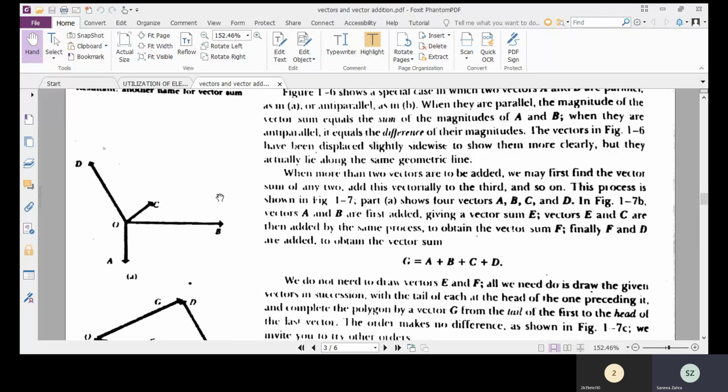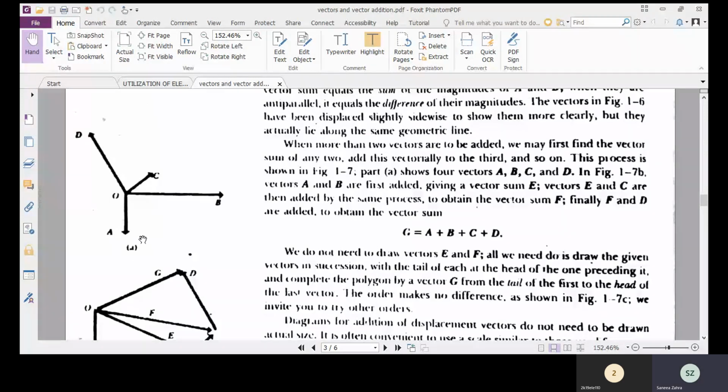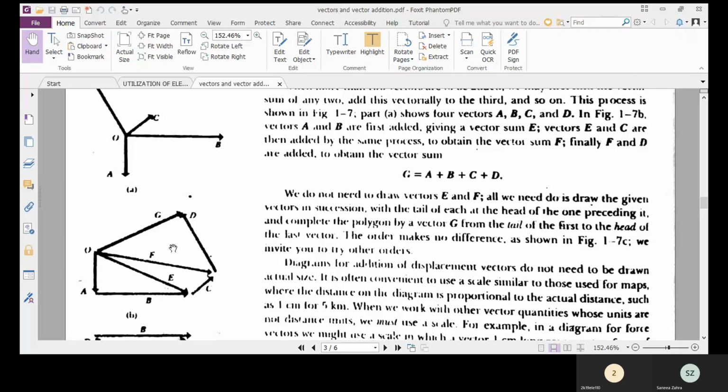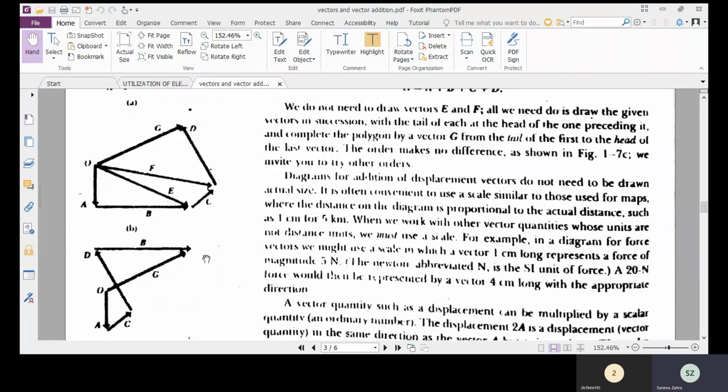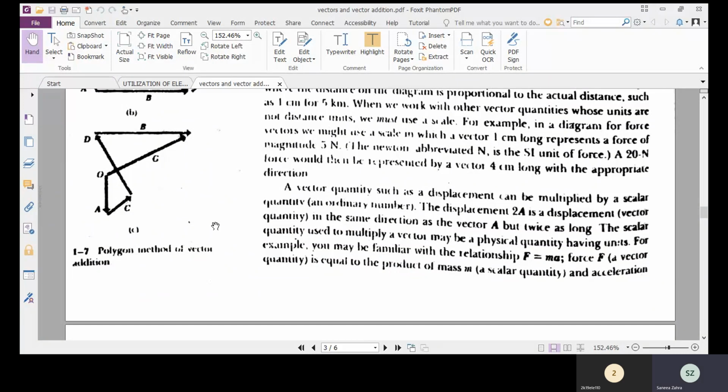What if we have more than two vectors? How will we add them? See in figure A, we have more than two vectors, A, B, C, D. So what we will do, we will first take any two of the vectors, take their resultant, then we will put that resultant in place of those two vectors, and then we will add that resultant with any of the other vectors. We take its resultant, then add further. And at the end, we will get the total resultant vector.